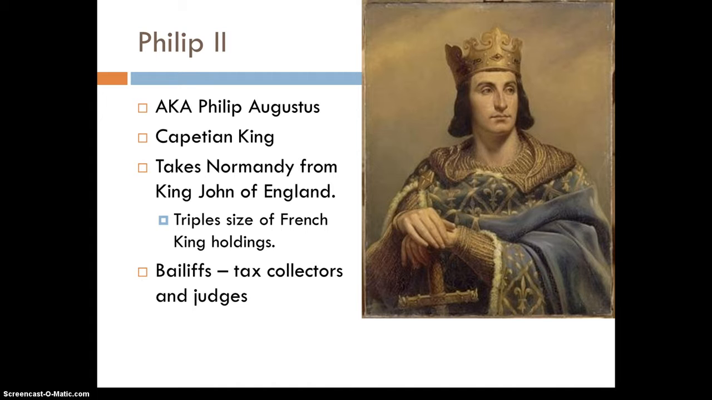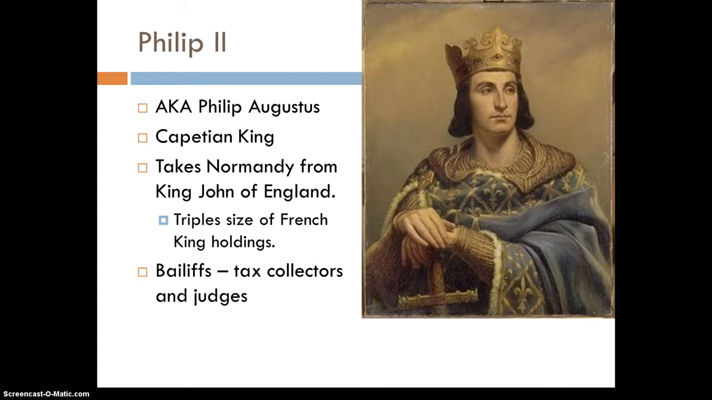Philip II is a Capetian king, so he's a descendant of Hugh Capet, and he is sometimes referred to as Philip Augustus because he was such a great king. He is the man who actually takes Normandy from King John. Remember, King John of England was the king who greatly raised taxes in an effort to keep his French lands, but failed, and then was forced to sign the Magna Carta. So his enemy was this Frenchman you see up here, Philip II.